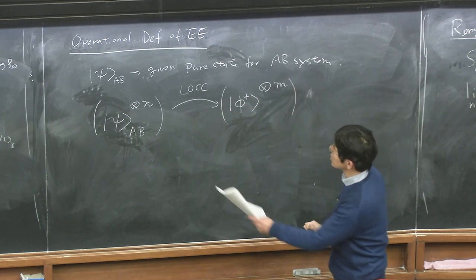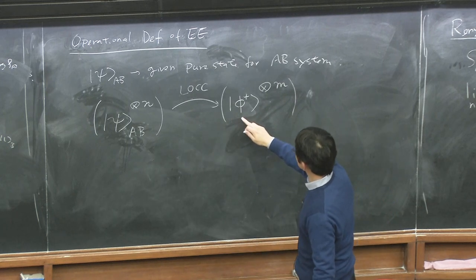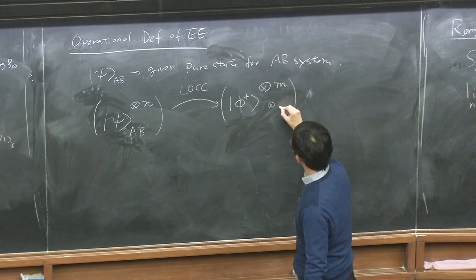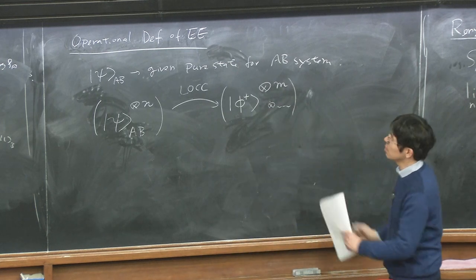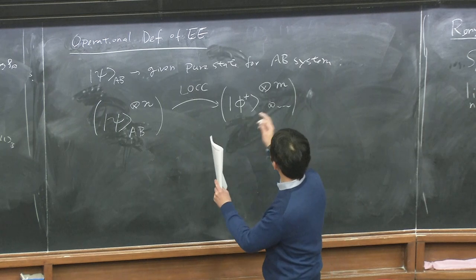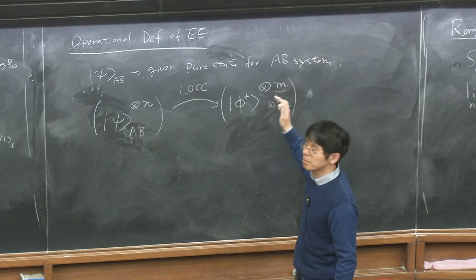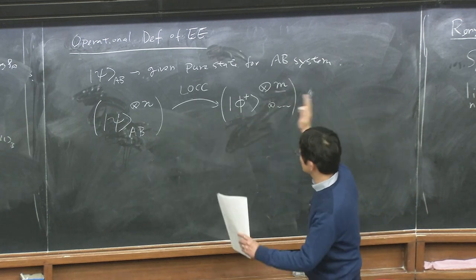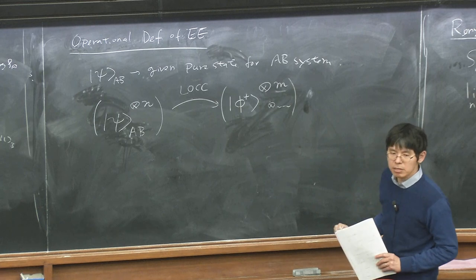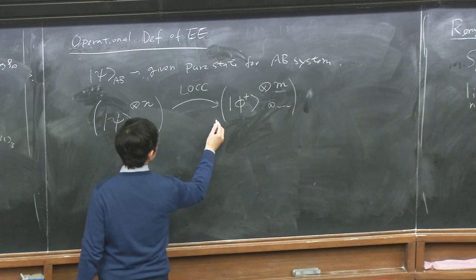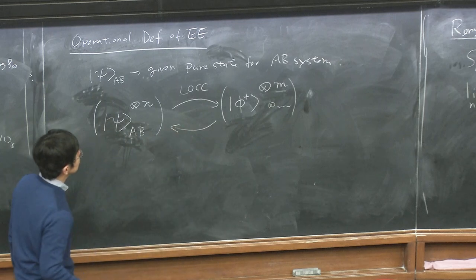Let's assume we have some number of Bell pairs. We have to optimize this number, right? We have to maximize the number which we can extract from this. If we do it naively, we don't get any Bell pairs, so we have to maximize it.